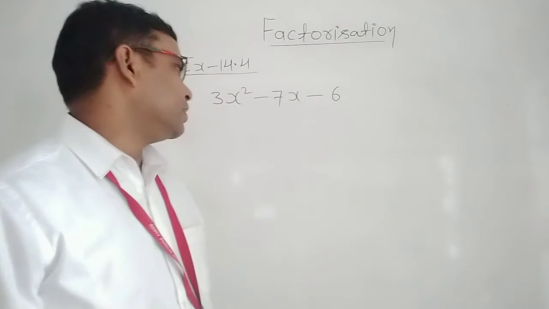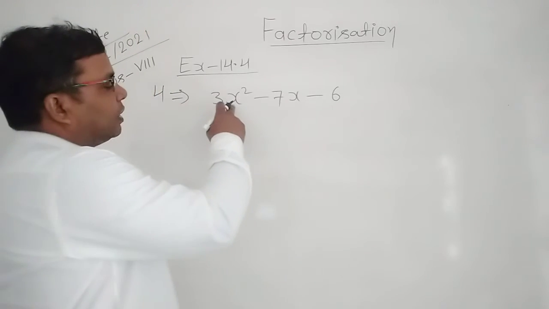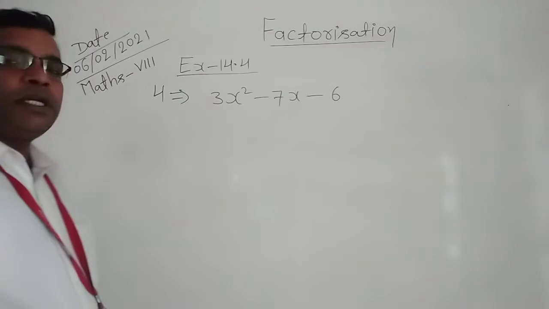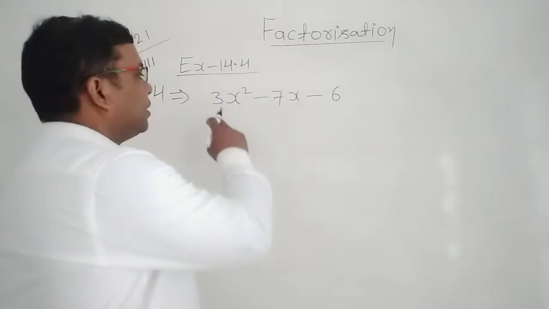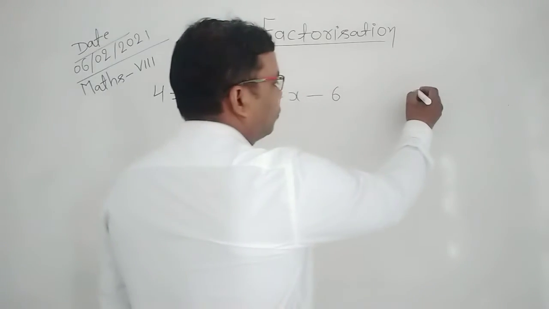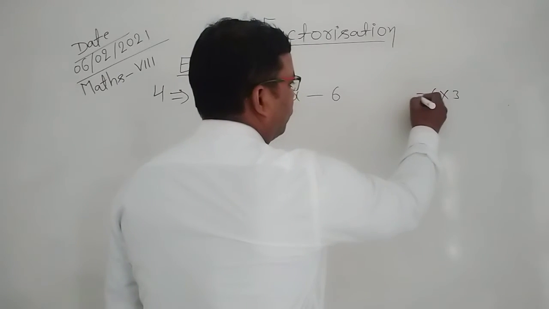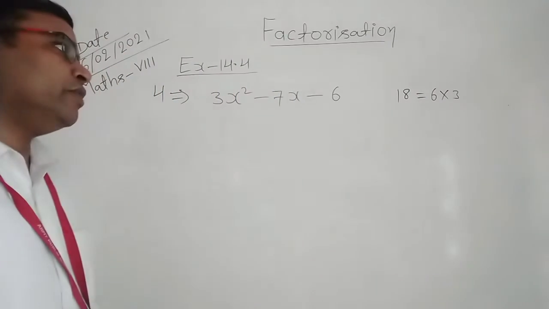It's a factorization. Okay. Let's see. So in this case, you can see the coefficient of x square is 3. First you multiply this coefficient of x square and this constant. So this is equal to what? 6 into 3. This is equal to 18. Clear? 6 into 3. This is equal to 18.